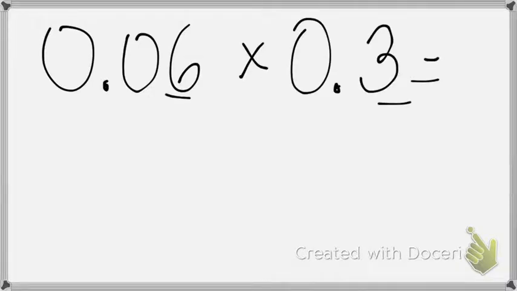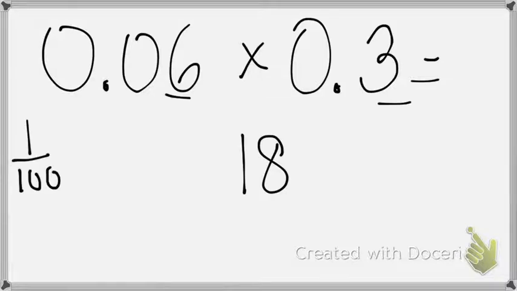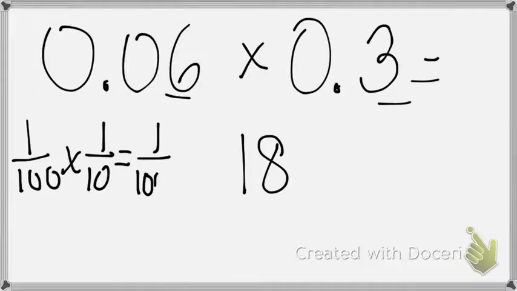6 times 3 is 18. We have hundredths times tenths. All right, what is hundredths times tenths? What is 1 times 1? 1. What is 100 times 10? Hopefully you said 1,000. Okay, so that means my answer is going to be 18 thousandths.